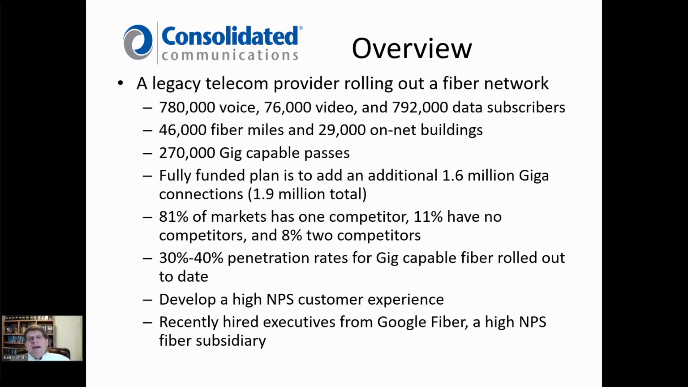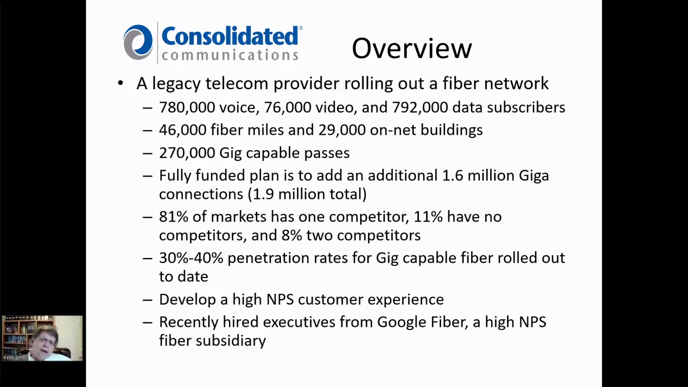Right now, they've got about 270,000 or 300,000 gig-passable homes, which is a key thing in this fiber build-out. They're basically going to add 1.6 million, so we'll have 190 million total homes passed that can be provided gigabit connectivity. One of the unique characteristics of the company that I think is really favorable is that in 81% of the markets they only have one competitor. That means the penetration rate of this type of business is basically going to be close to 40 or 50% if everyone in the market gets this kind of service.